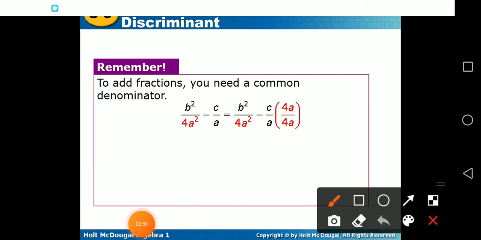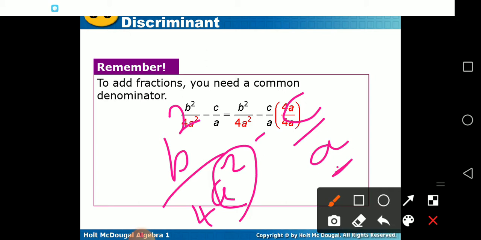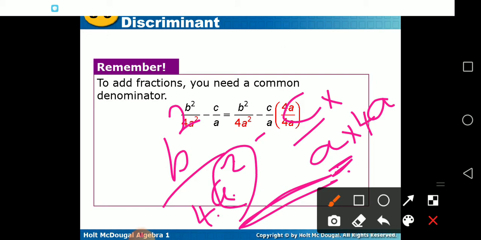I have another question: b squared all over 4a squared minus c over a. How can I solve it? I have a squared and just a, so I need to make the denominator the same. For 4a squared, I can multiply a by a to get a squared. It gives me two a's, right? A squared. And also don't forget to write the 4 to give me 4a squared.